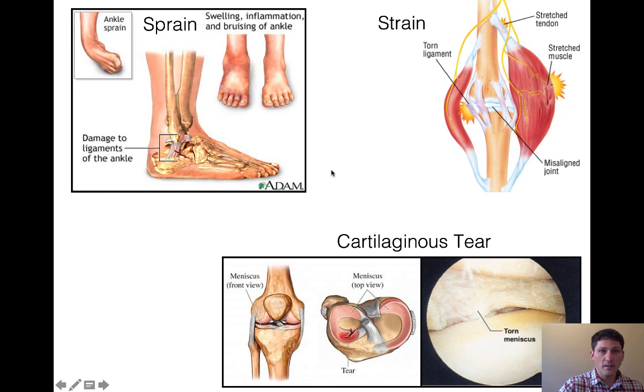If we look at sprains, sprains are damage to the ligaments, whereas strains are damage to the muscles around those joints. And then a cartilaginous tear, here's just an image of a torn meniscus. So if you've ever had one and haven't seen what it looks like in your knee, that's generally what it looks like. And sometimes they can go in and do surgery and remove a piece and heal it, and other times they won't do anything about it.